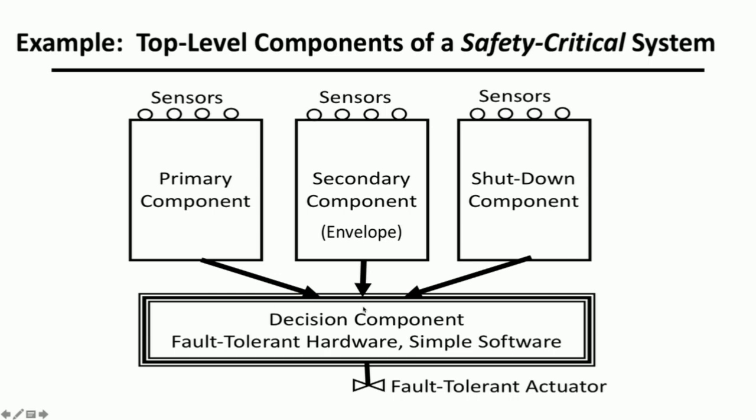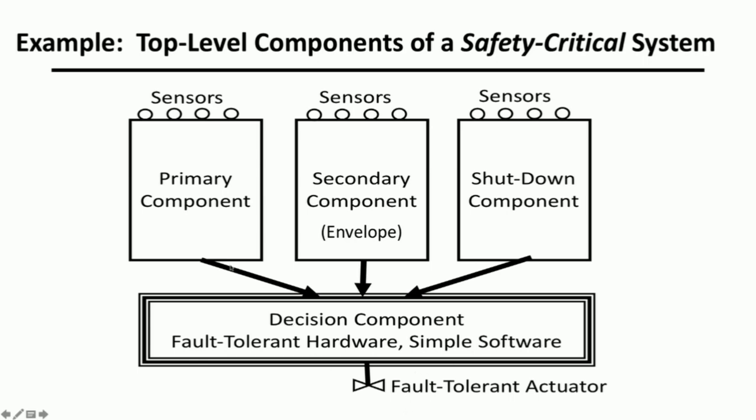So we need a fourth component, a decision component. The decision component, that's something which is very important. It has to be simple, and it has to work on fault-tolerant hardware, so that there will be no bit flips, or the bit flips will be masked by the fault tolerance mechanism in the hardware. And of course, this is an expensive piece of hardware and a very well-tested piece of software. It must be simple and it must be fault-tolerant.